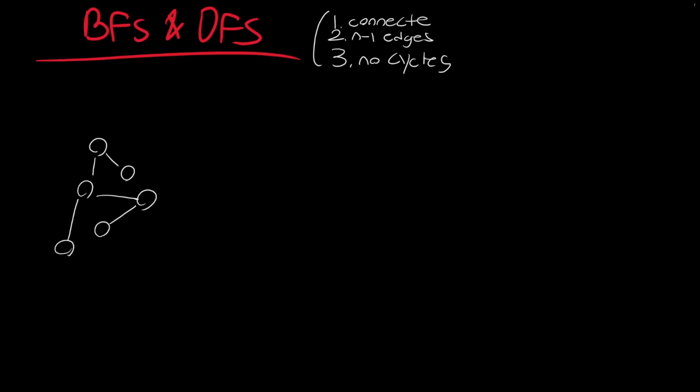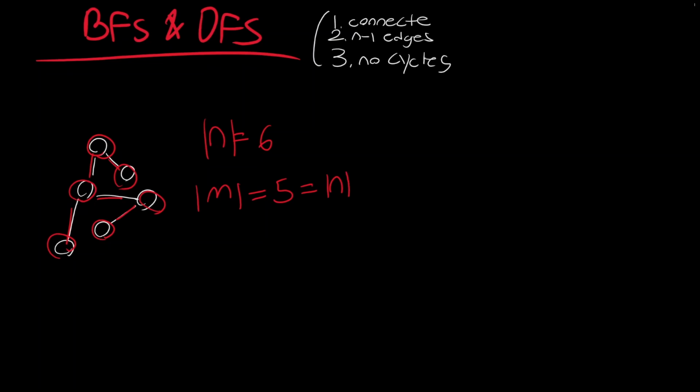How many nodes do we have here? We have 1, 2, 3, 4, 5, 6. So if n were the number of nodes, we have 6 nodes. And our connections: 1, 2, 3, 4, 5. M is the number of edges we have, and that's 5, which is equal to n minus 1. These brackets symbolize the number of nodes we have.